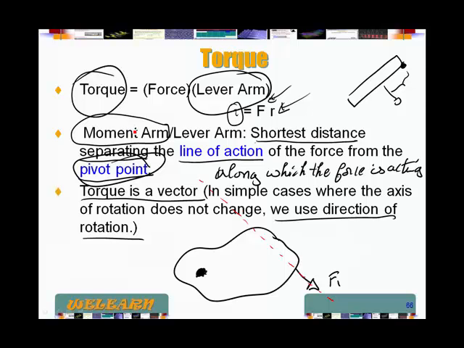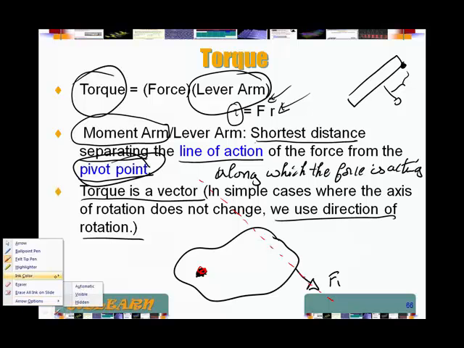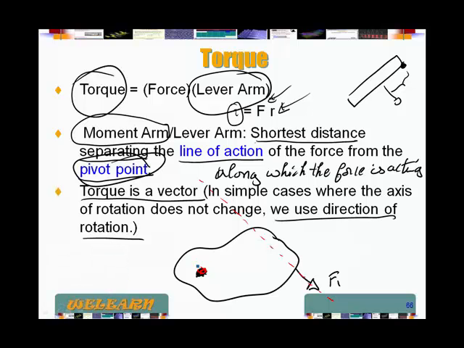What we define as the lever arm is the shortest distance from that dashed line to the pivot point. So that shortest distance from the dashed line to this point here. I'm going to draw that in blue. So that would be this distance, the perpendicular. This is what we call the lever arm. This particular force is going to result in the block rotating in the clockwise direction.